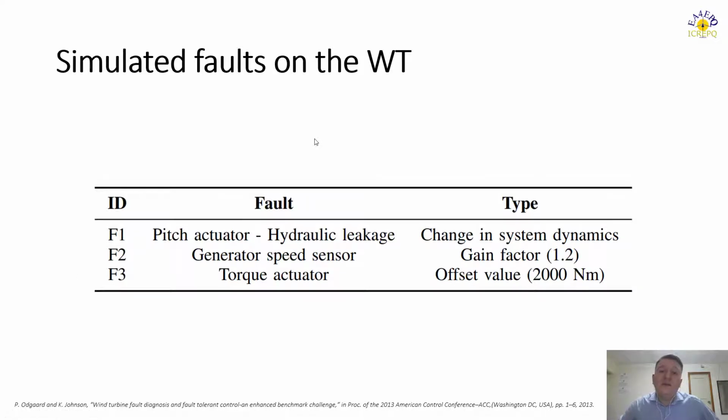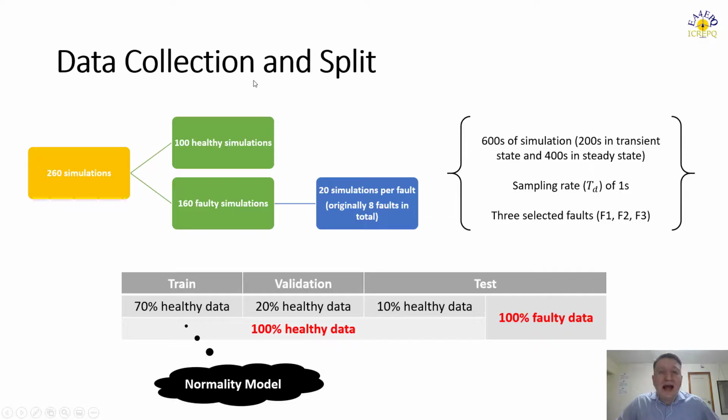Originally, 8 faults were performed in all simulations done on the wind turbine. However, for this work, we have just selected 3 of them, which are related to the pitch actuator, generator speed, and torque actuator. From the simulations performed using FAST software, we collected the data we are talking about now.